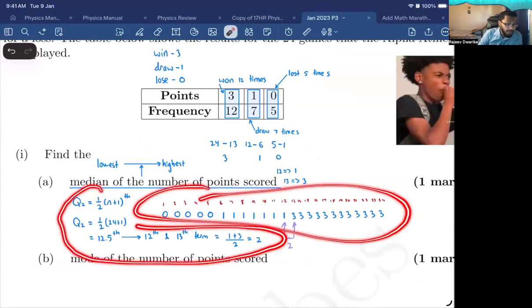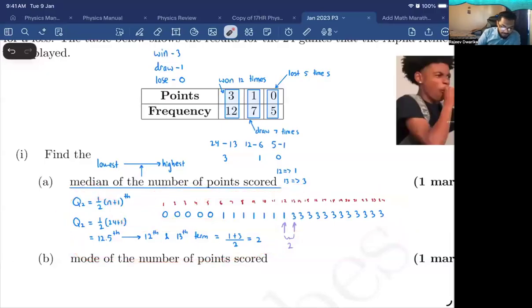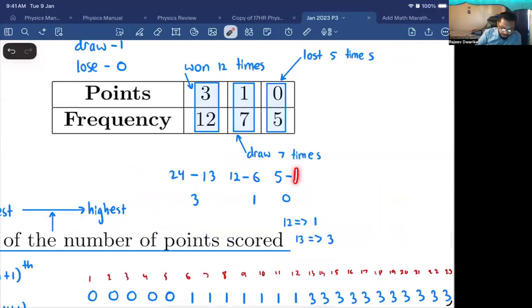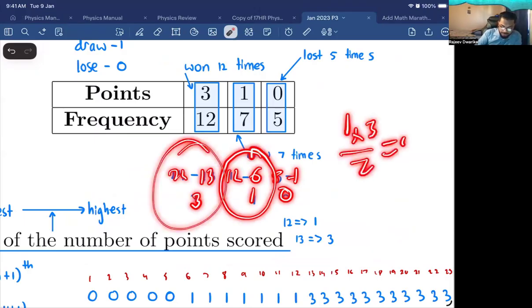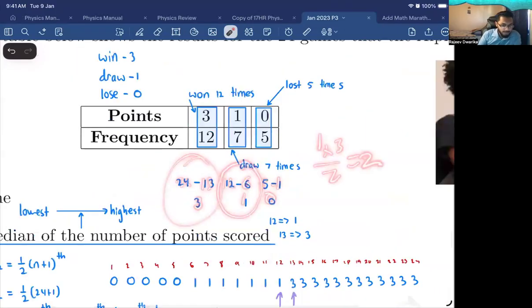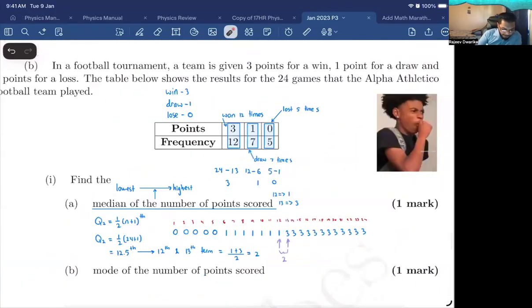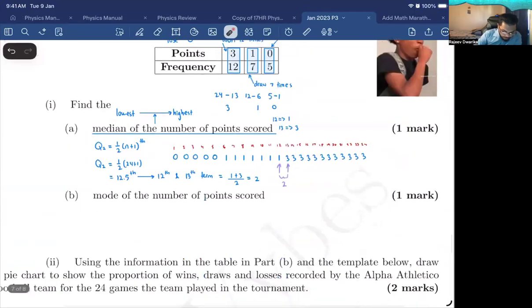You're going to find Q2. You're going to see 12.5 in between the 12 and 13 term, right? You're going to see that 1 to 5 is 0, 6 to 12 is 1, 13 to 24 is 3, right? That means your 12th score is 1 and your 13th score is 3. Then add that, divide that by 2, you get 2. I'm going to feel okay with that. Yes, sir. Okay, good.